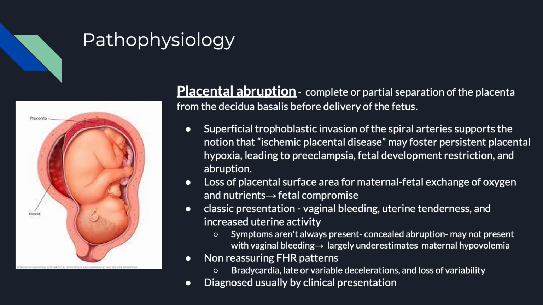The classic presentation is vaginal bleeding, uterine tenderness, and increased uterine activity. Symptoms aren't always present, though. Placental abruption can present as a concealed abruption, in which vaginal bleeding may not be observed. This leads to a largely underestimated maternal hypovolemic state.